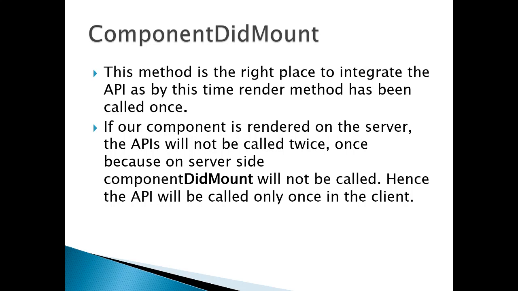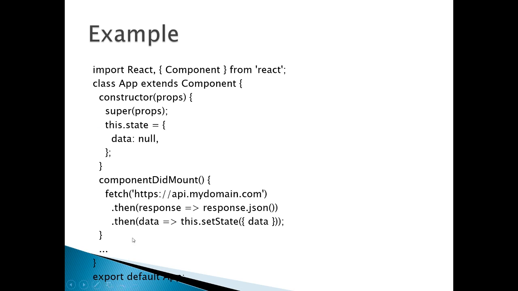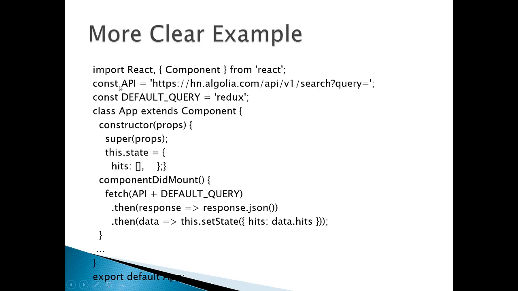So it is better to write the fetch into componentDidMount of a specific component. Here you can see we have a componentDidMount. In it we are calling the fetch, and on the response we are converting that response into JSON, and that response data will be used onward for whatever manipulation we want to do ahead. There is another example. Here you can see the API: you can apply that API plus the default query and then get the response and get the information from that data.